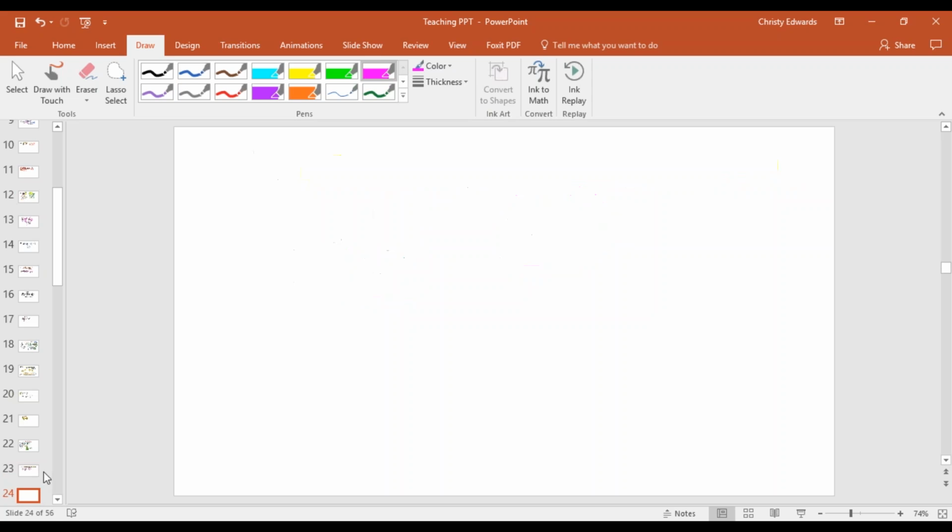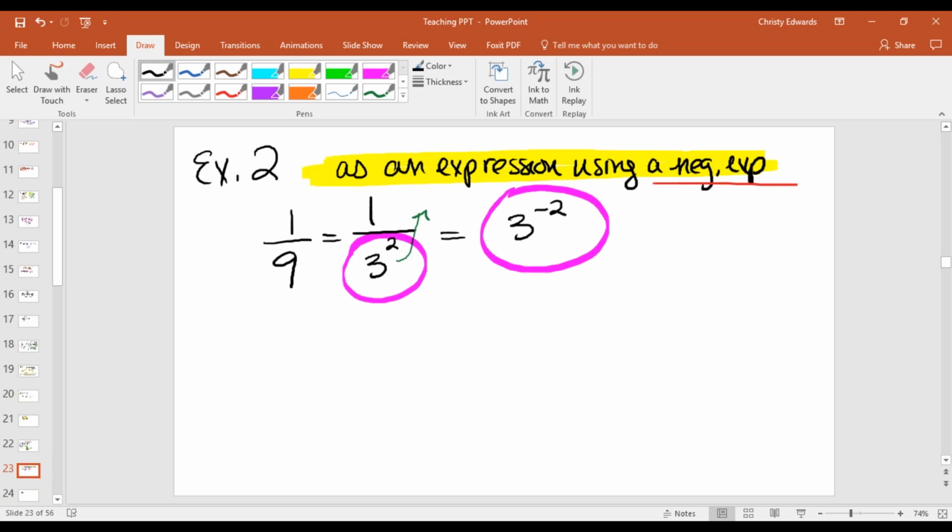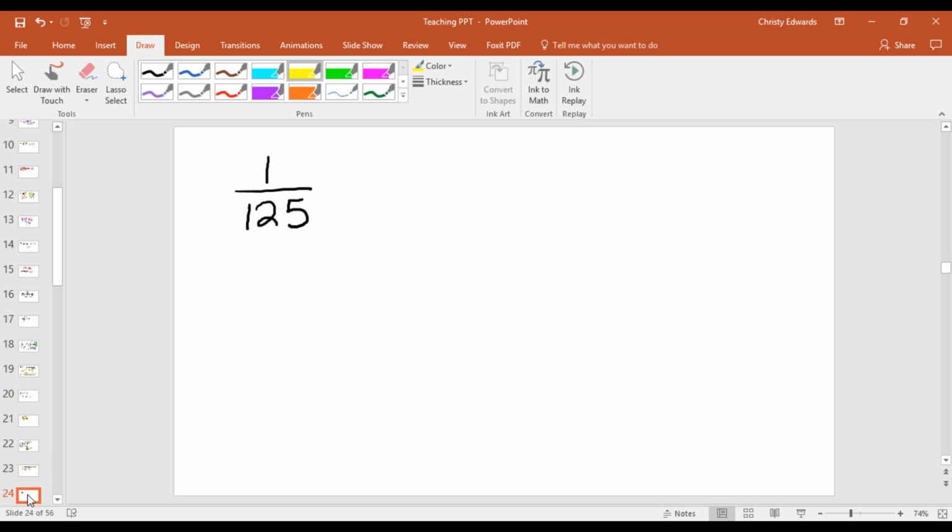Let me give you another example that's in the teacher's book. You may not automatically know what to change 125 into that has a power, but if the directions are this, rewrite this as an expression using negative exponents, you can bet that the number that they gave you can break down into something with a power. So how are you going to do that? Factor tree, maybe. If you don't know it, factor tree it.